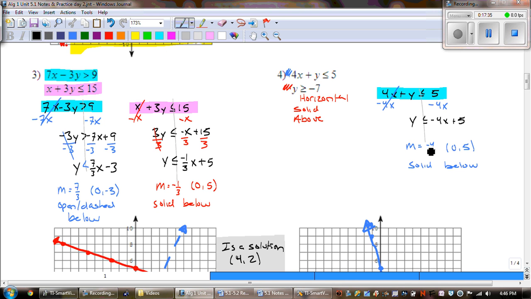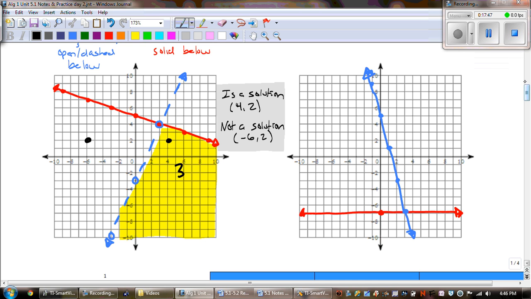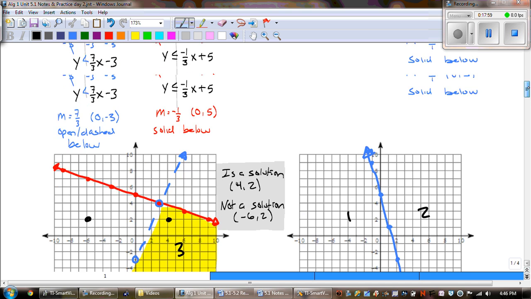Okay, so we would have gotten y is less than or equal to negative 4x plus 5. Our slope was negative 4 over 1, and our y-intercept is 0, 5. And it's a solid line, and we shade below. So there are our 2 lines, and now I'm going to label the 4 sections of our graph. And now we need to figure out what we're going to shade.